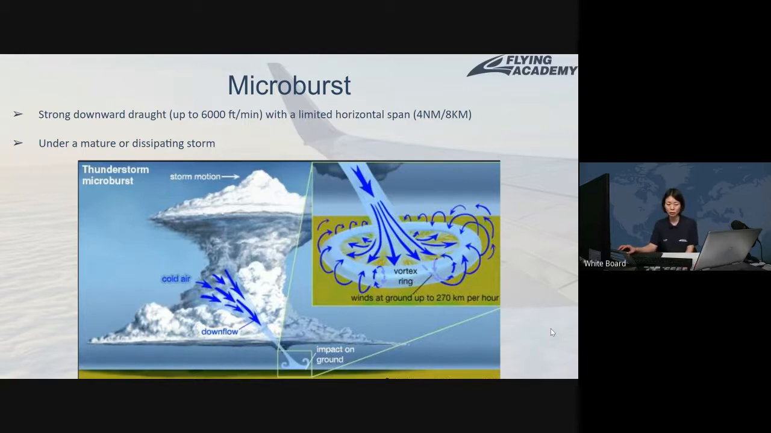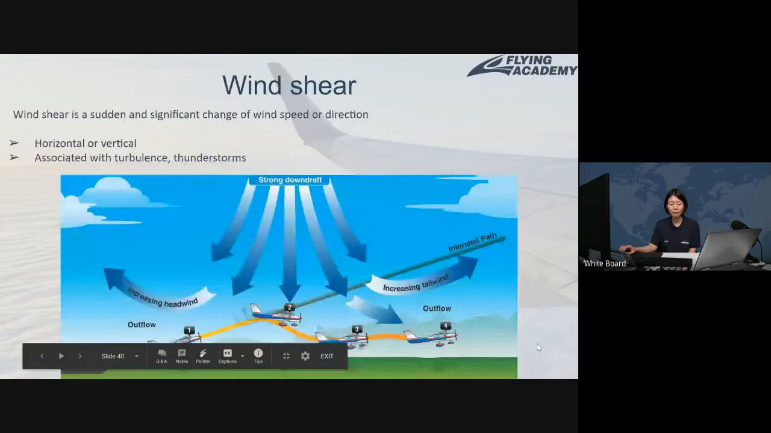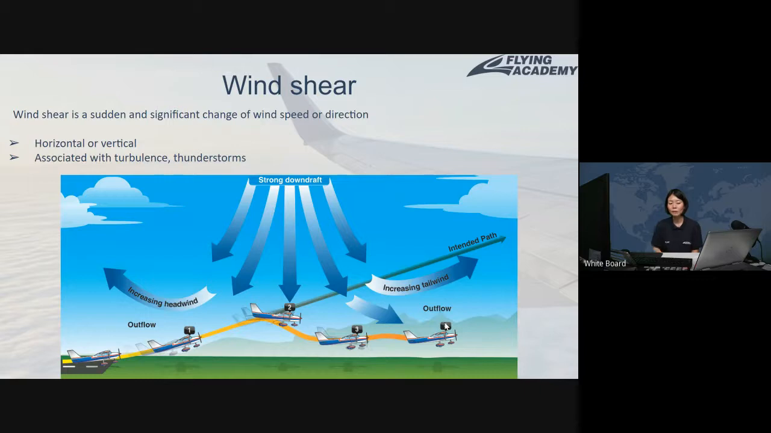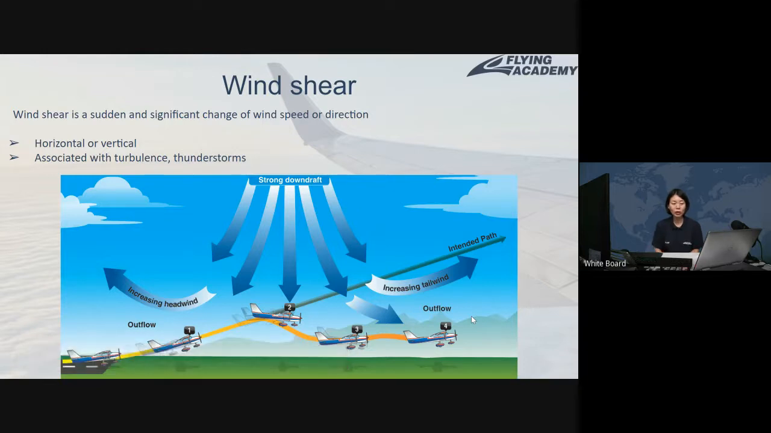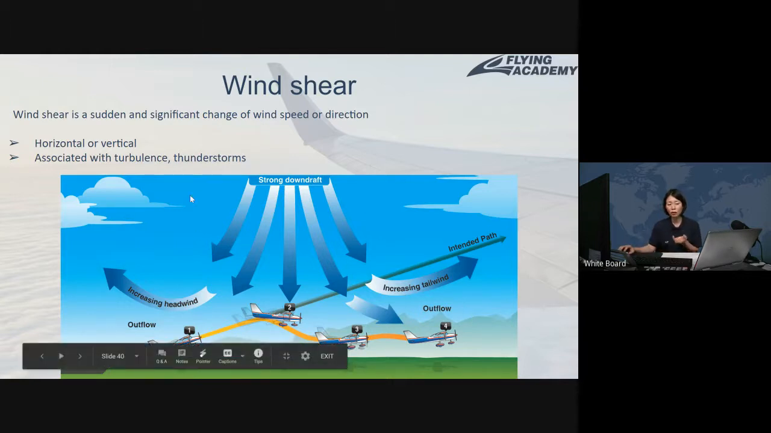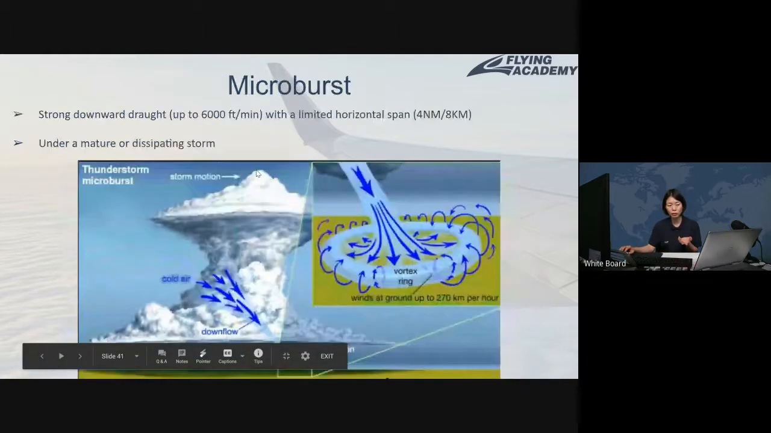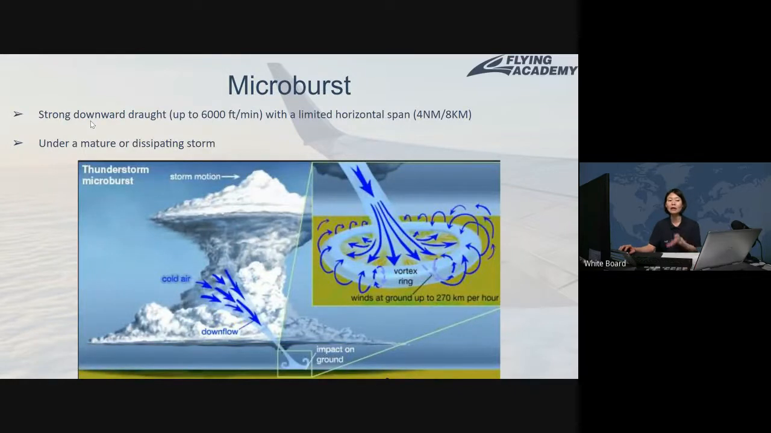That's the best option. Because if it is happening like this while you are climbing, you might not be able to overcome it. So wind shear is a horizontal and vertical movement, and it comes with turbulence and thunderstorms, as we just talked about. Microburst, what is the difference? It has a strong downward draft, because it can be a little confusing.